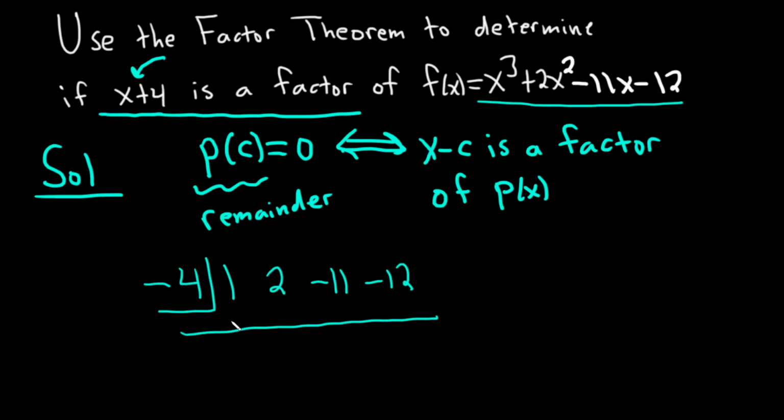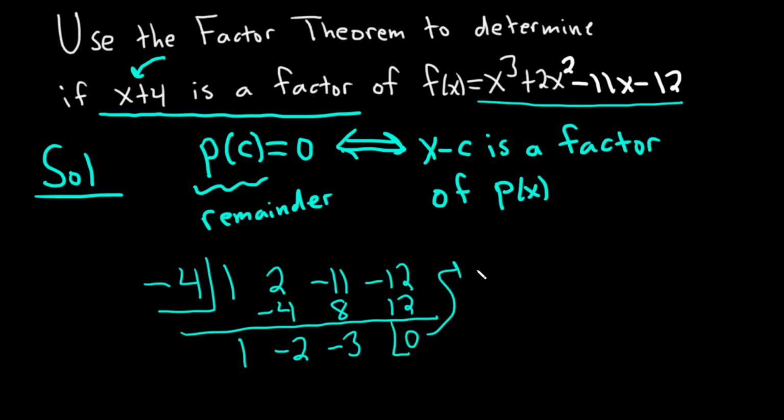The first step is just to bring that number down. So you bring down the 1, and you multiply. 1 times -4 is -4. We add and we get -2. -2 times -4 is going to give us a +8. You add here, we're going to get -3. -3 times -4 is going to give us a +12. We add and we get 0.